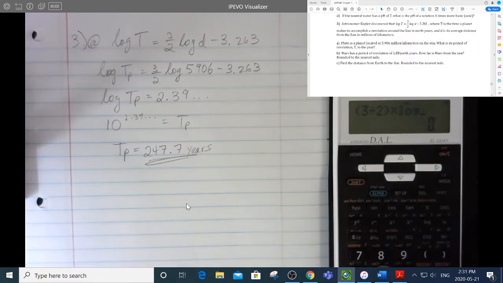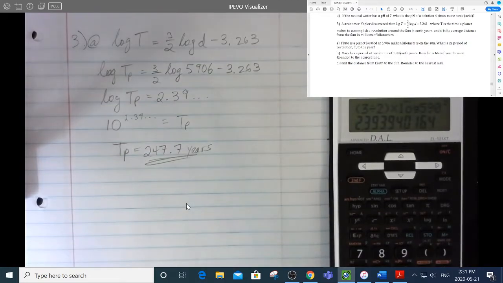Times the log of 5906, and then minus 3.263. There we go. Sorry about that. Punching buttons. There's the number we want.